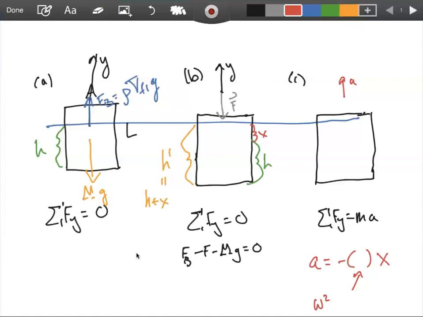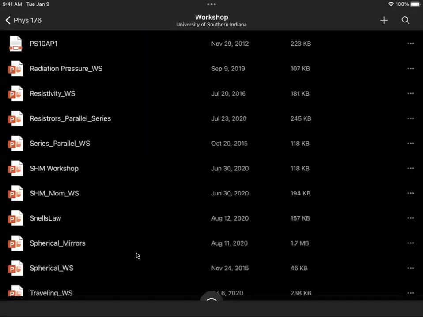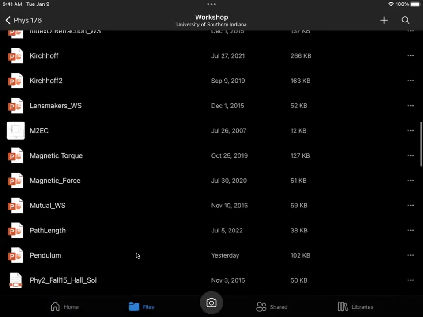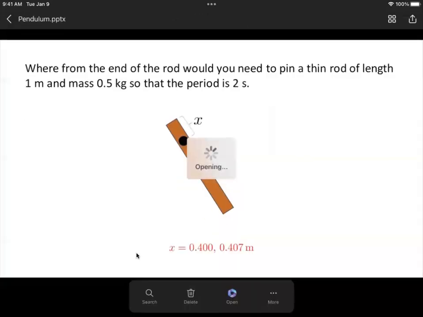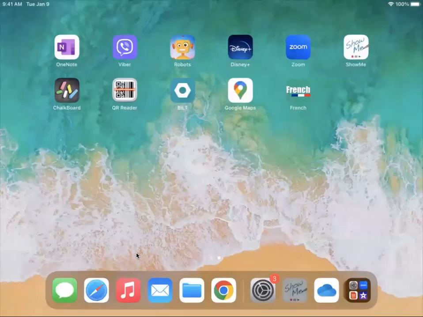Great. So that's the first one. The second one, I know we talked about in class as well. Let me bring that one up real quick. There it is. This one is simply a physical pendulum. Here we're told that we want to find the location where it needs to be pinned for this thing to harmonically oscillate so that it has a period of 2 seconds.